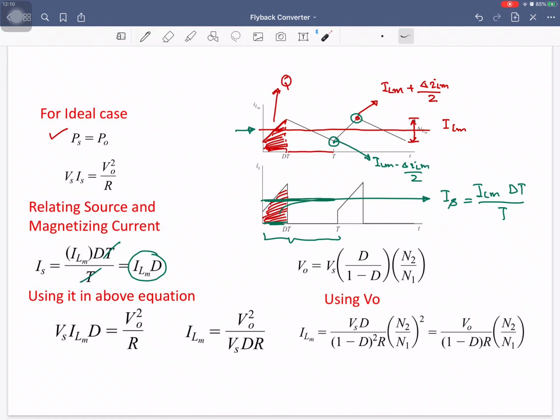Okay, so now replacing this IS over here with its value ILM into D, this equation can be written like this. And then rearranging it for ILM, I can write it like this: V naught squared by Vs into D into R. And we already know the transfer function of the flyback converter, that is this one. So using this value of V naught over here, I can write down ILM like this: the average value of the magnetization current.